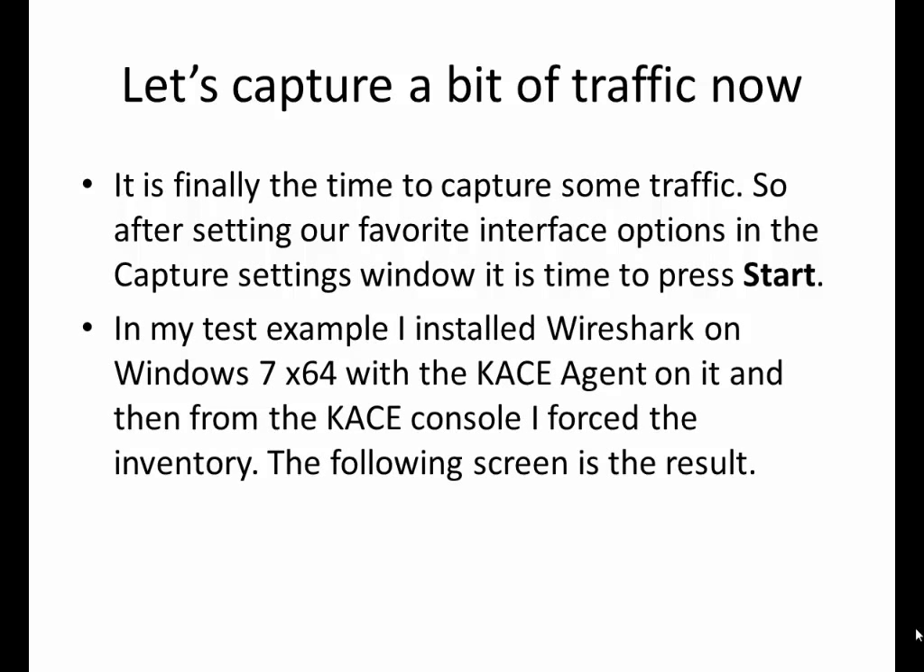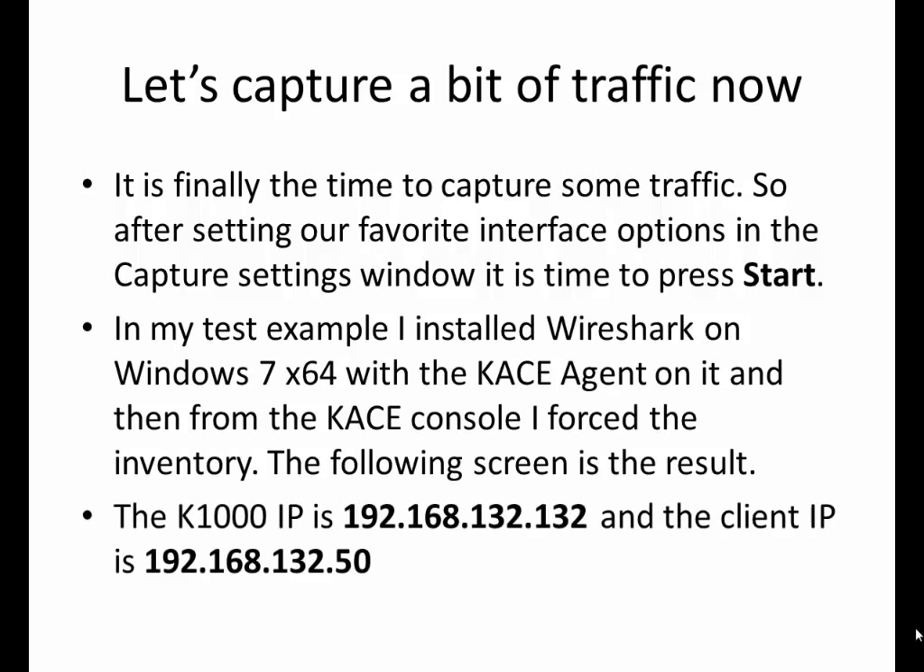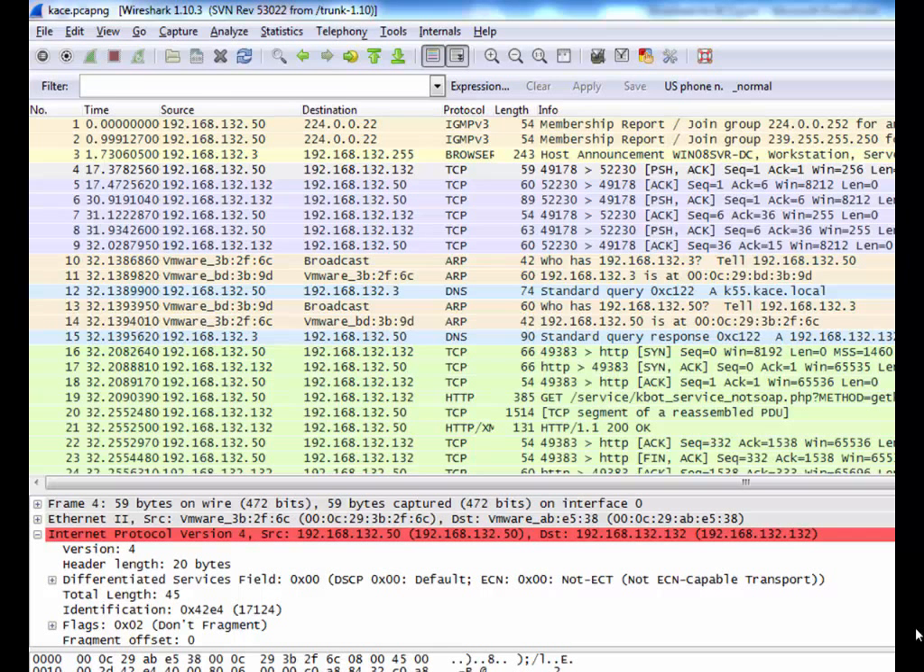So there is not a demo in this particular video, but in my example, only to let you know, I installed Wireshark on Windows 7 64-bit with the K agent on it, and then from the K web console I forced the inventory. So I got the following result. You will see the next slide. The K1000 IP is 192.168.132.132, and the client IP is 192.168.132.50. So this is what I obtained, the first screenshot at least.